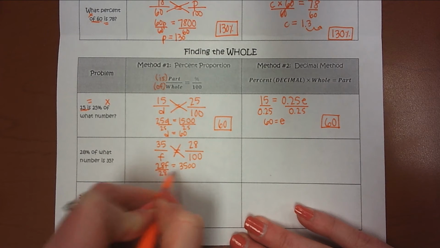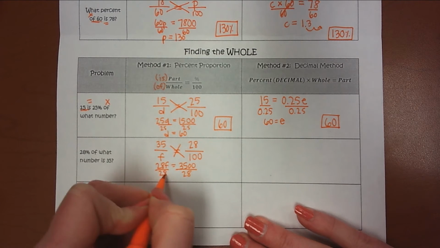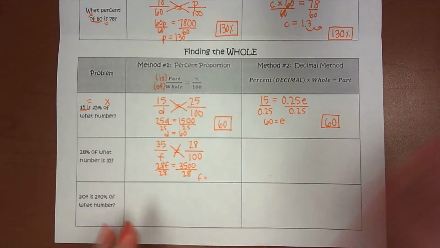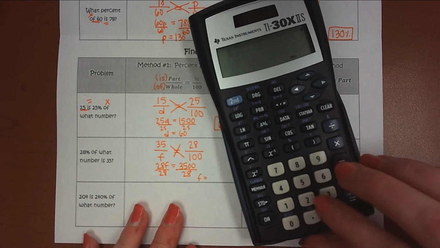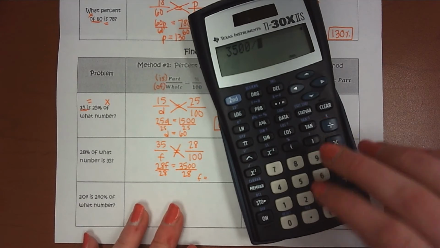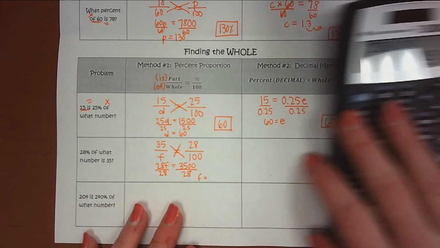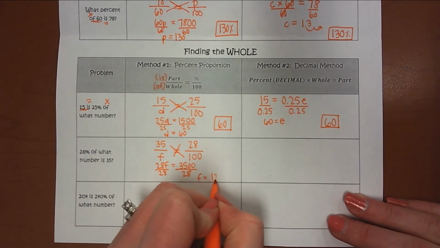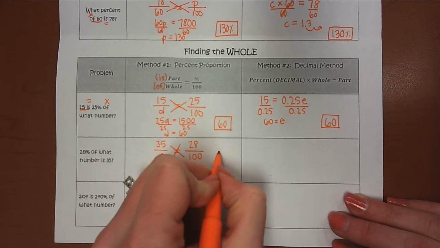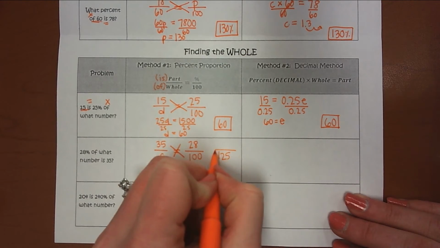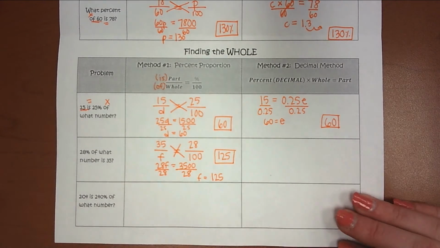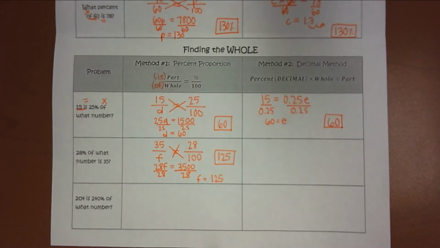I use cross products to solve, and I get 28F equals 3,500. I divide both sides by 28 to isolate my variable, and F is equal to 3,500 divided by 28, which is 125. Again, do not put a percent sign on 125. 125 is my whole.